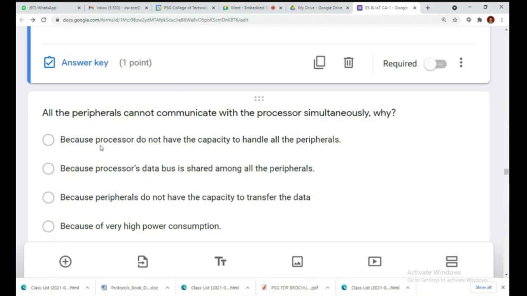Because the processor does not have capacity, this is wrong, right? The processor has the capacity, and A is wrong. Because the processor's data bus is shared among all the peripherals, this is the right answer.